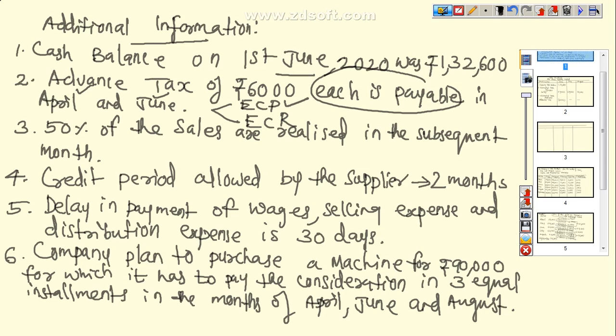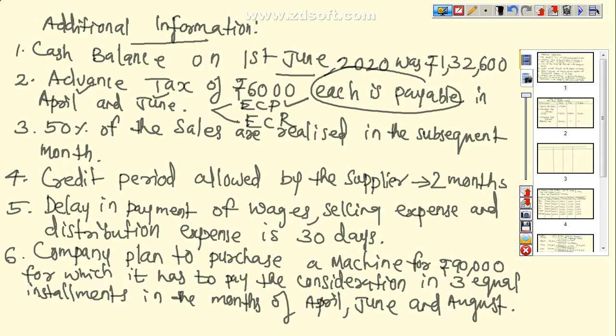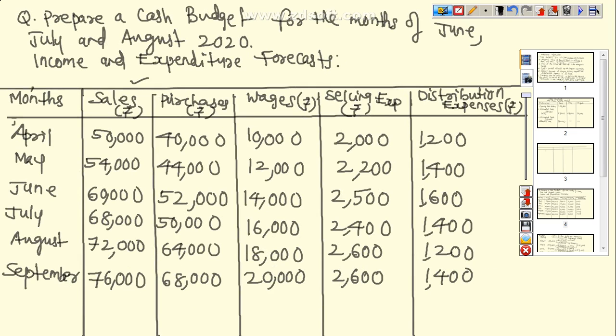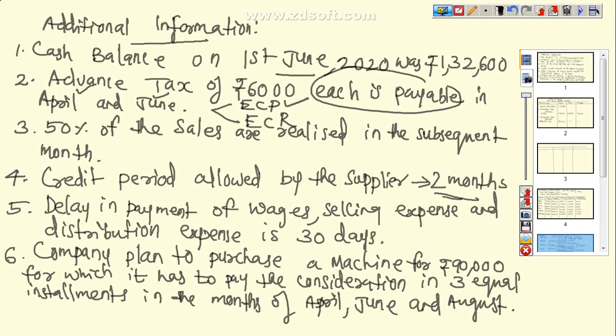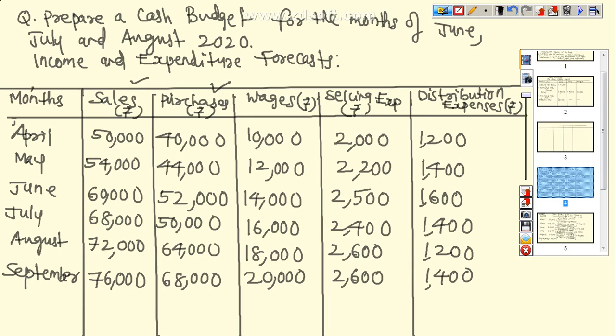Next adjustment: the credit period allowed by the supplier is 2 months. First we have to identify which item this transaction is related to. Credit allowed by the supplier means it is related to purchases. So here purchases is given in the question. How much time period are we getting from the supplier? That is 2 months.